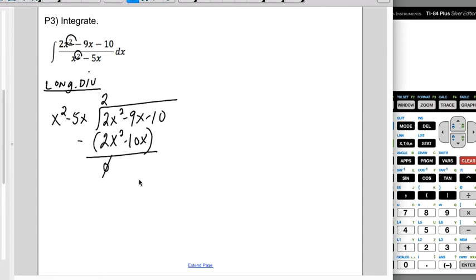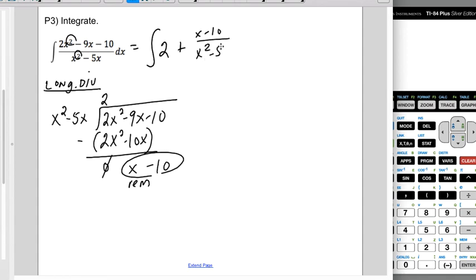Well, the 2x squared minus 2x squared is gone. 9x minus a negative 10x is just going to be an x, and then a minus 10. This is going to be my remainder. So what happens is this is going to be a 2 plus my remainder over my divisor.